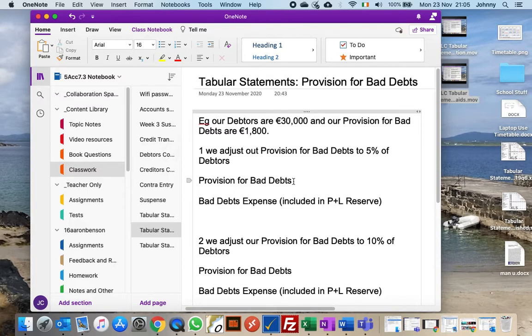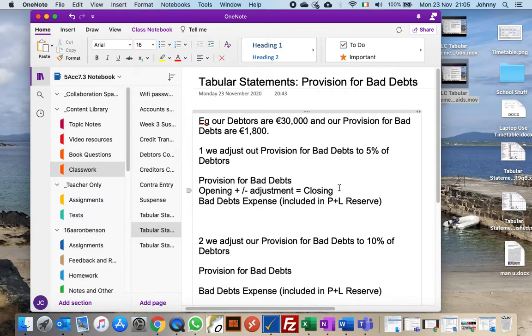Okay, we need to change the provision. So what we'll end up with is the opening plus or possibly minus the adjustment. Okay, adjust. Okay, and that's going to give us the closing figure.